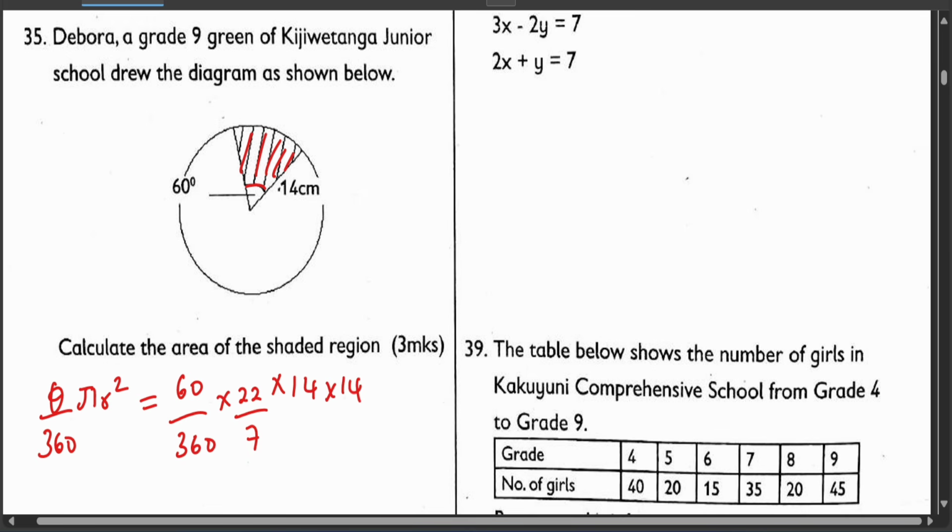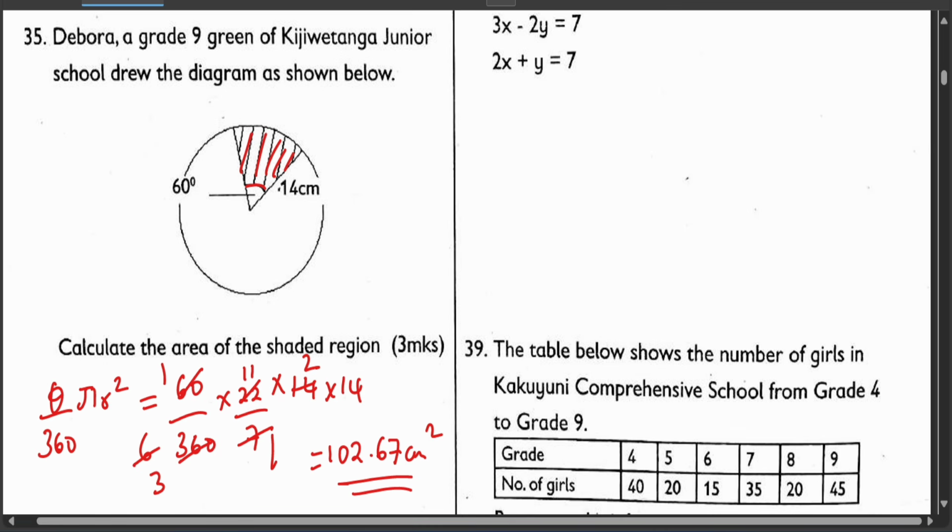times 14. So by simplifying, you get 11 times 2 times 14 divided by 3. So 11 times 2 times 14 then divide by 3 itakuwa 102.67 centimeter square. Hope watu wamenielewa. So the area of the shaded region is that one.